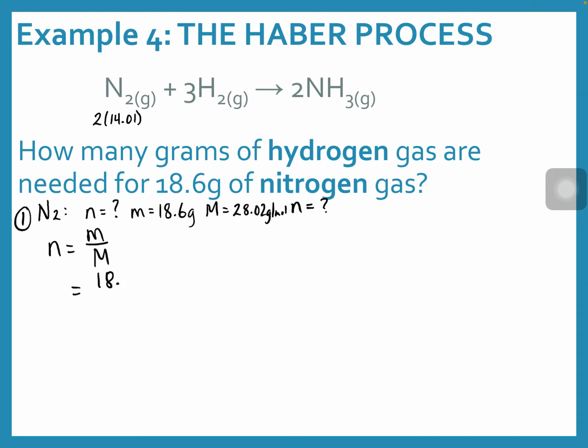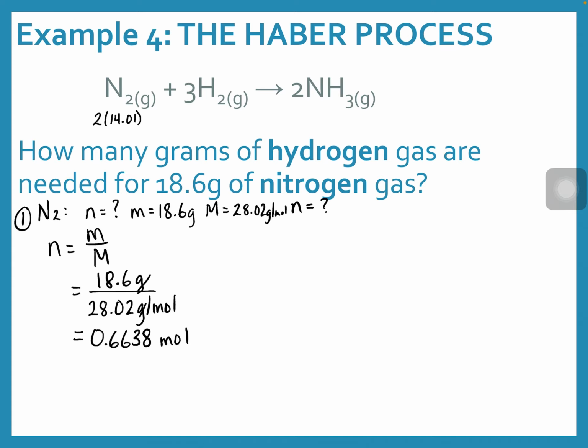So 18.6 grams per 28.02 grams per mole. And that is going to give me 0.6638 moles. This is where the sig digs come into place: you can even go further than 4 decimal places here. The more decimal places you have, the more accurate your final answer is going to be, and then you can wait until the end to do your rounding.